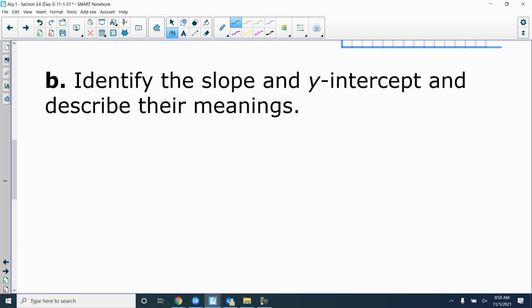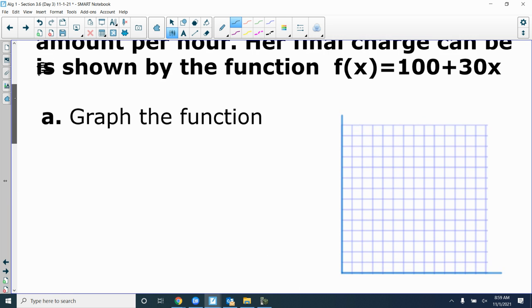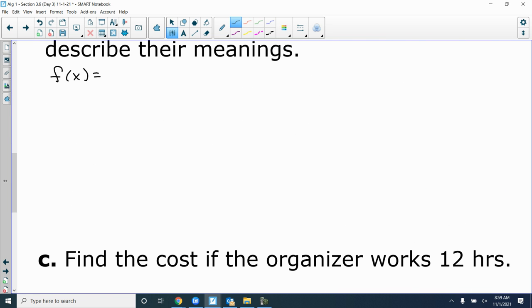So f of x equals, it says 100 plus 30x. I much prefer to put 30x plus 100. You can do that, and that's fine. If they give it to us, we have to deal with it, but I want to put it as 30x plus 100. Now, f of x is for function. You can think of that as a y. That helps you. Doesn't matter. All right, what is my slope? What's my y-intercept? And what do they mean in the context of the problem?